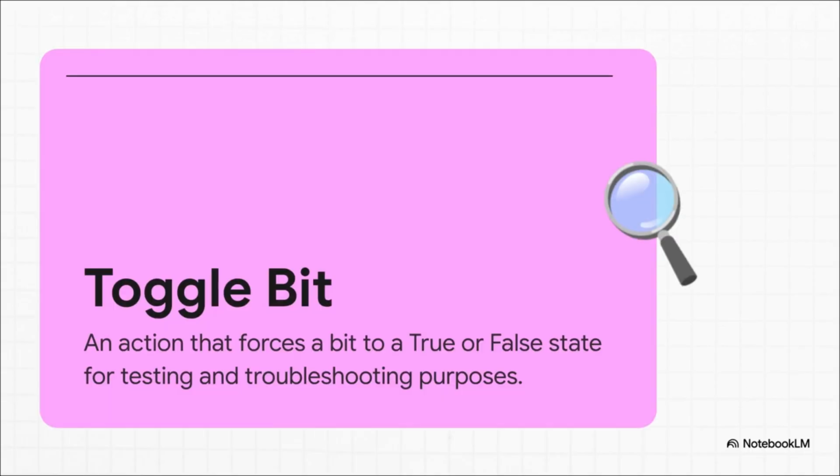Okay, so before we get to one of the most powerful shortcuts in the entire program, we need to quickly talk about this concept, toggling a bit. All it means is forcing a piece of logic to be true or false, basically overriding whatever its current state is. It's absolutely essential for testing your code without needing actual real-world inputs to be on or off.